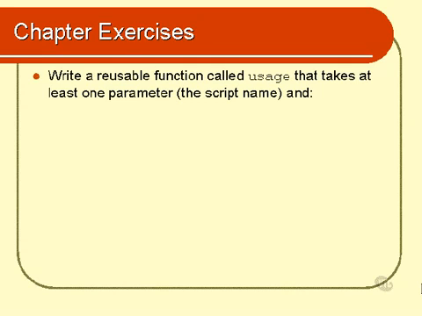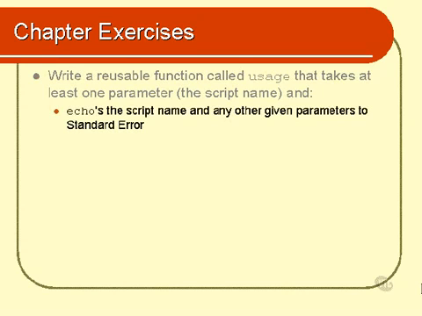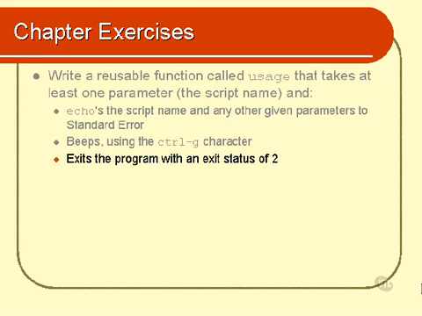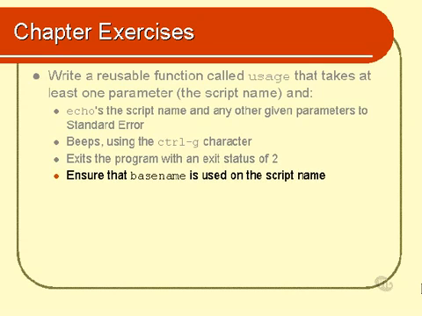I guess you could get that from $0. And it should do the following. It should echo that script's name plus any other given parameters that you specified out to standard error. It should actually beep, make a little bing noise using the Control-G character. I don't know if you remember how to do that, but it's pretty much just putting a Control-G into the echo statement. It should also exit with an exit status of 2, and we should ensure that basename is used to trim out the path information from the script name.